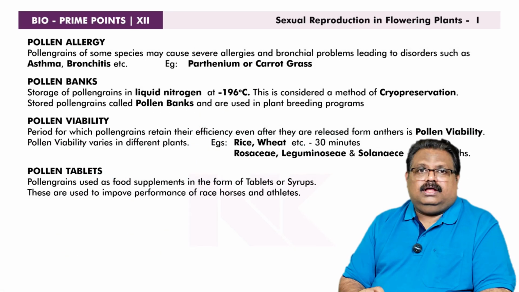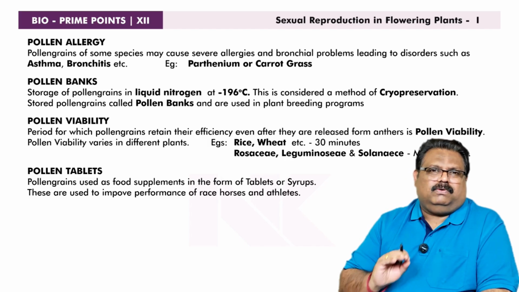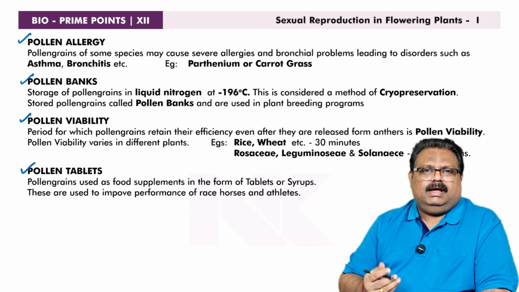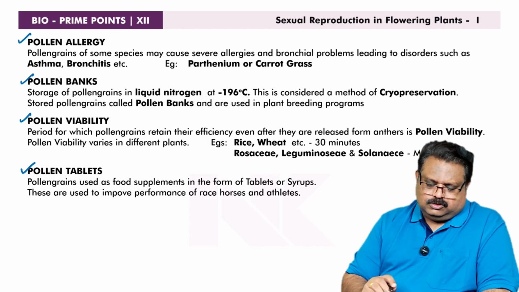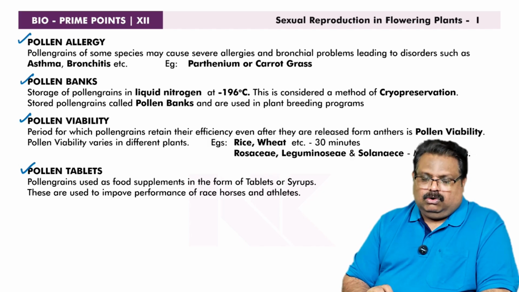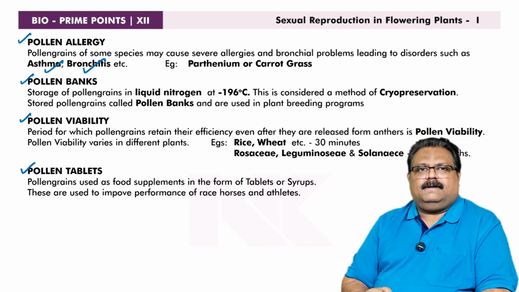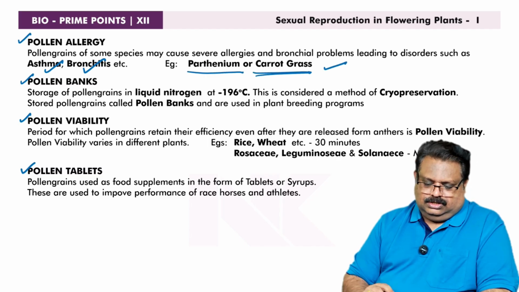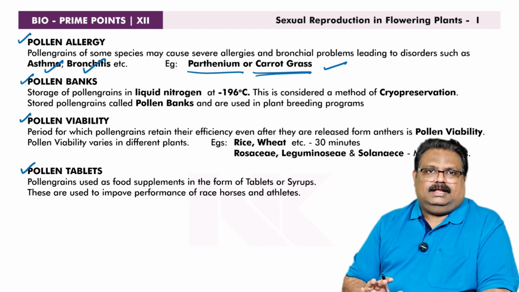Clear? Now come to the last prime point of this session. With regard to pollen grain, 4 important minor points are there in the textbook. They are called pollen allergy, pollen bank, pollen viability, and pollen tablets. Minor questions may be asked from this topic. What is pollen allergy? The pollen grains of some species may cause severe allergy and bronchial problems. That means respiratory problems leading to disorders such as asthma, bronchitis, etc. The example is very important, Parthenium or carrot grass. The allergy caused by pollen grains of Parthenium in the respiratory tract is called pollen allergy.